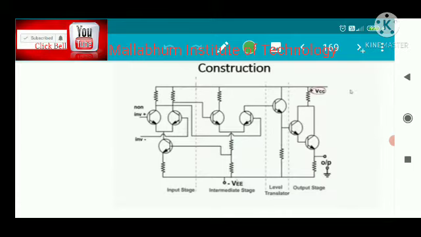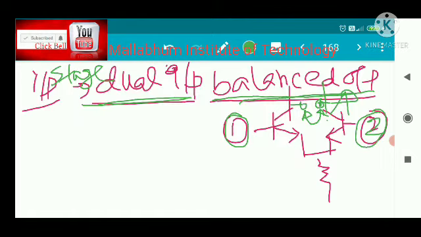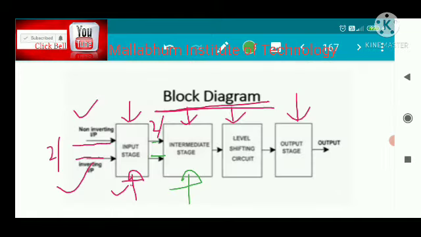Okay, and next this intermediate stage. This intermediate stage is called the dual input unbalanced output stage. Why unbalanced output? Dual input means you can see there are also two inputs. What do these two inputs mean? The outputs of the previous stage go into the input of the second stage. So that's why there are two inputs.